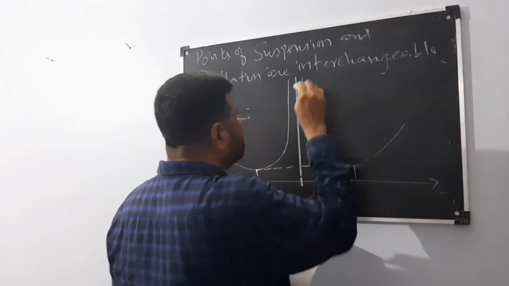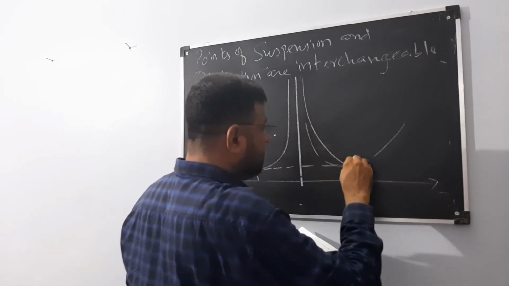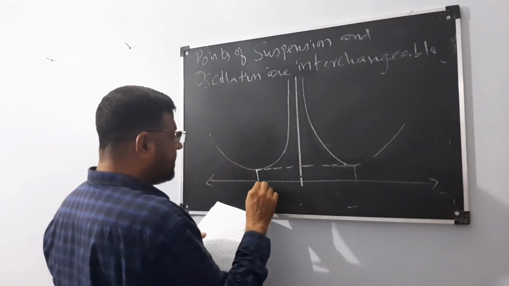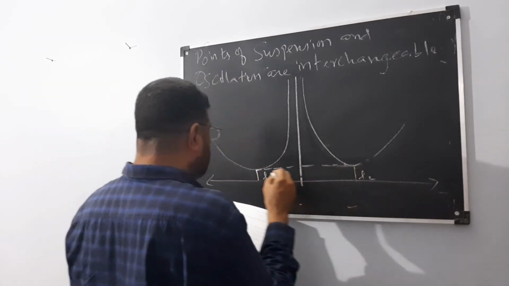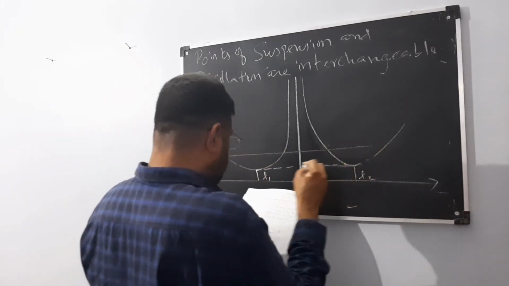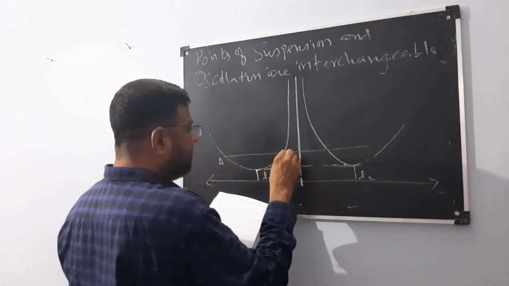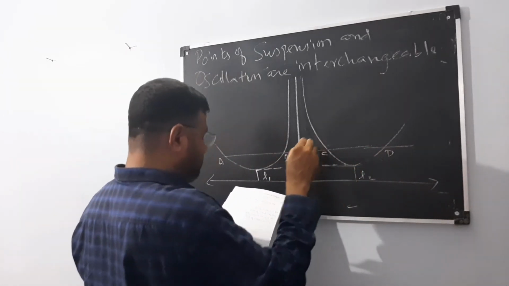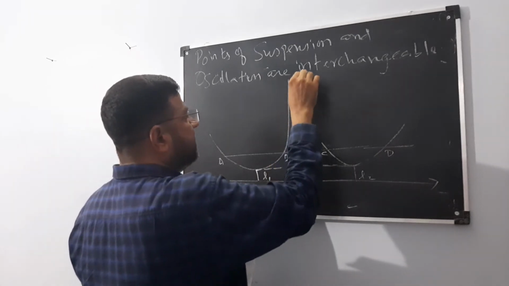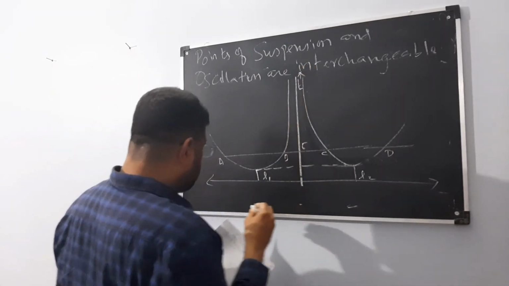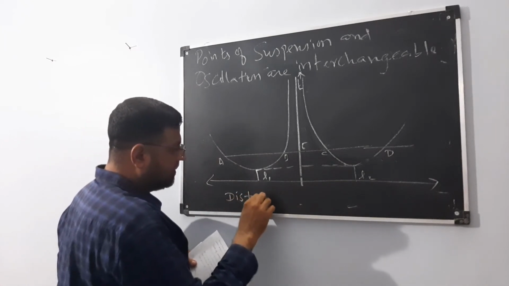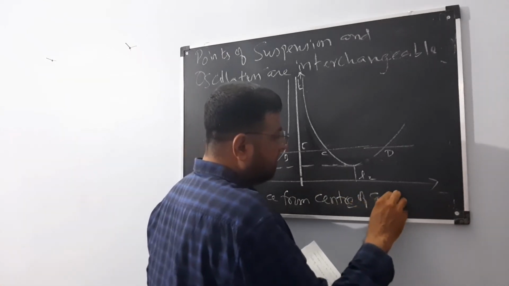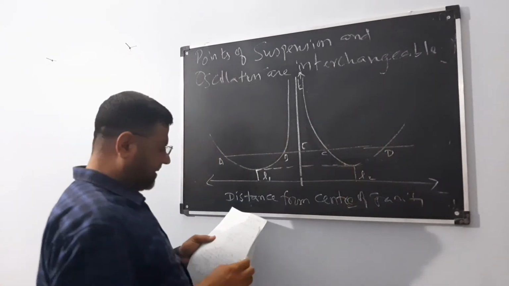Actually, you should draw this in this form. This is your L1 point, this is your L2 point. Then you have to draw a line like this. This is your A, B, C, this is your D, this is your point E. Here is the speed of oscillation T, and this is the distance from center of gravity in centimeters. Like that you have to draw.